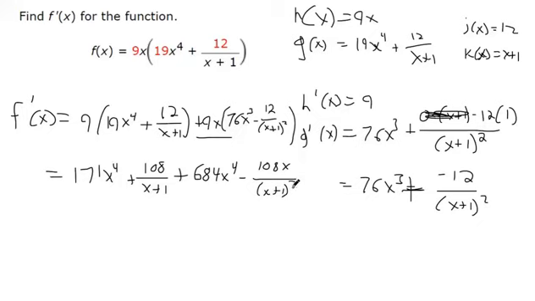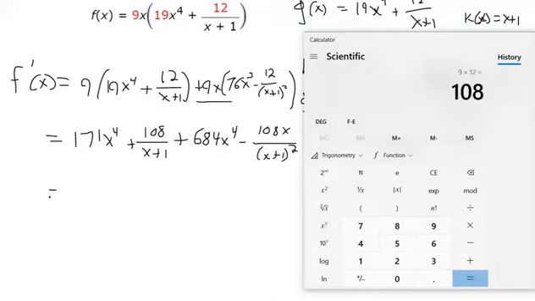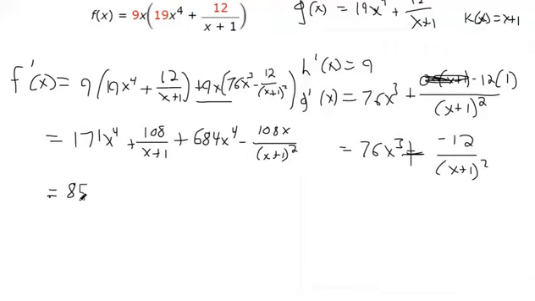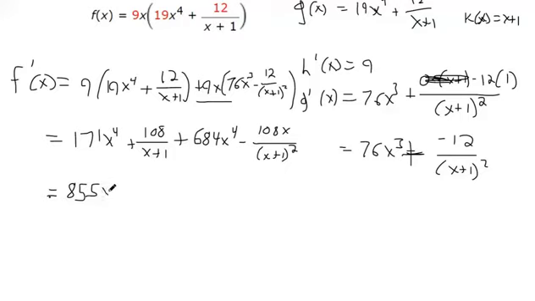So if you want to clean that up a little bit, these two have the same power, so they can add. So 855x to the fourth. And then here, these two eventually can combine with each other. You just got to get common denominators. That means you got to multiply the top and the bottom by x plus 1.